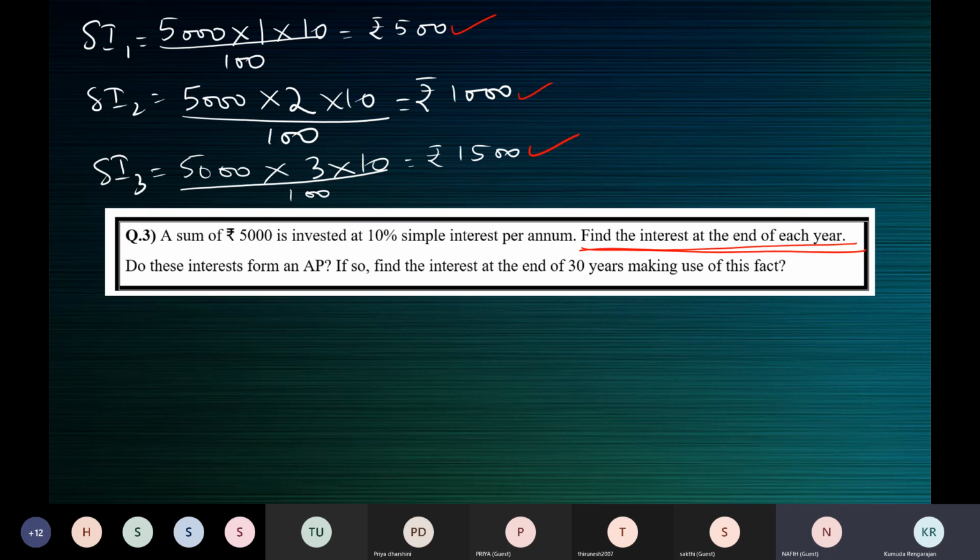So that means we have not understood this formula. See, the interest is fixed, 500 rupees. For 1 year, it's into 500. For 2 years, into 2,000. For 3 years, into 3,500. So for 30 years, the interest will be 500 into 30.